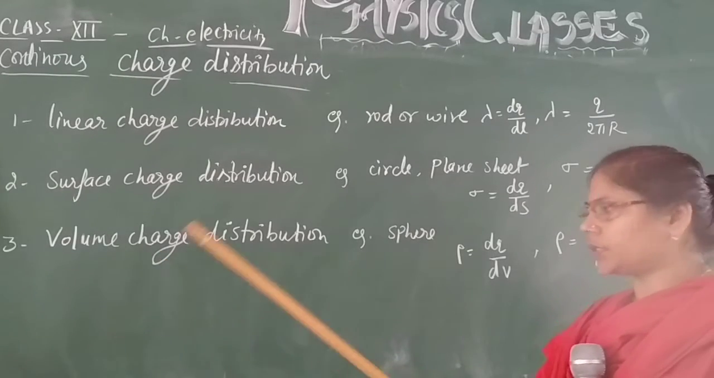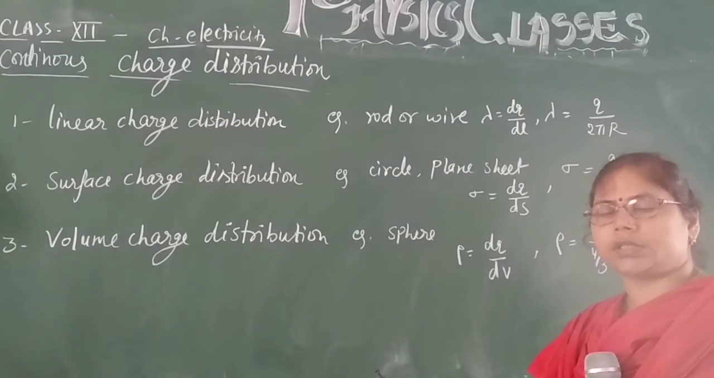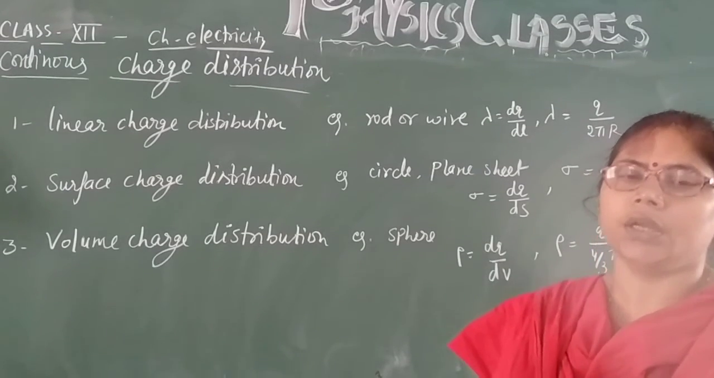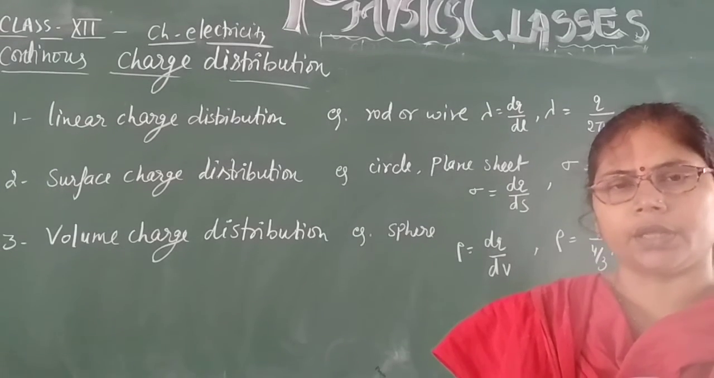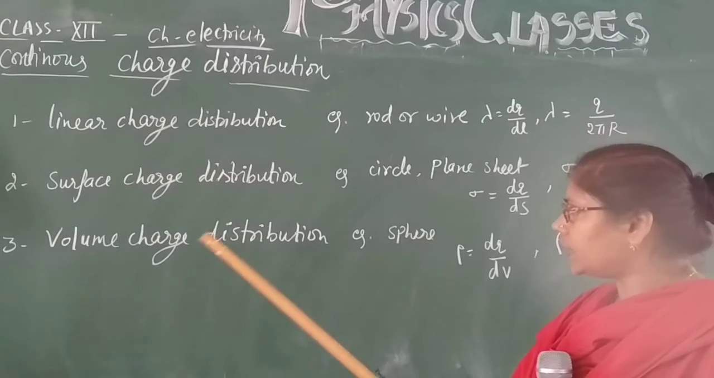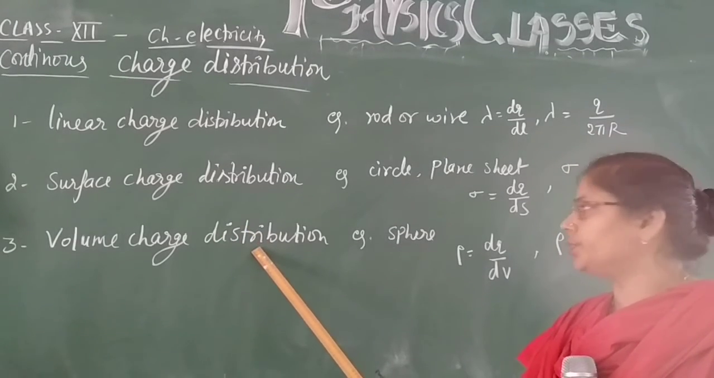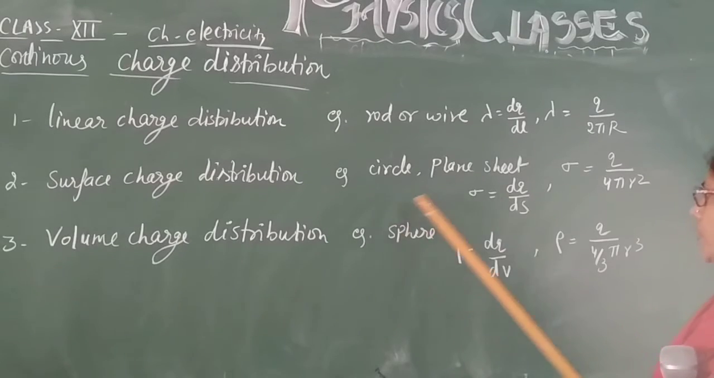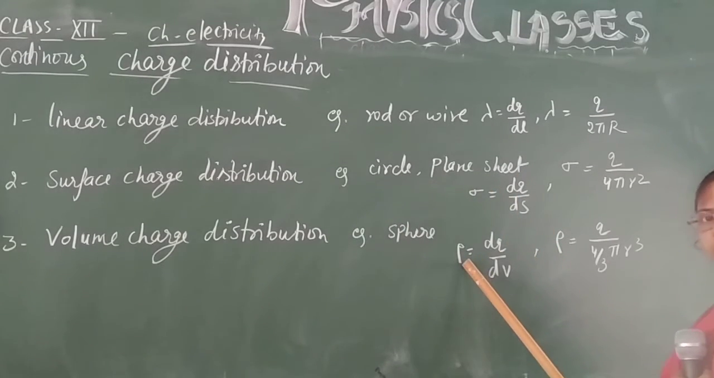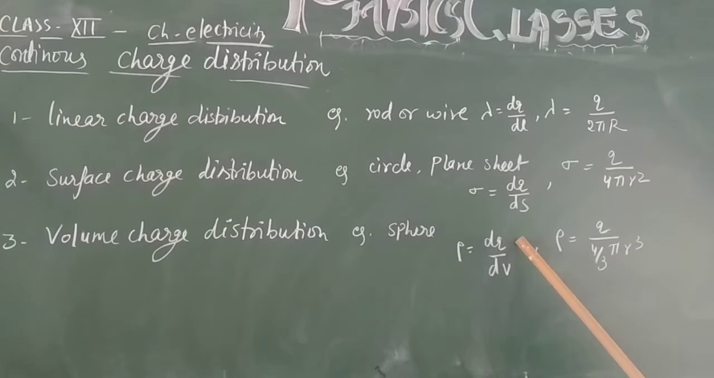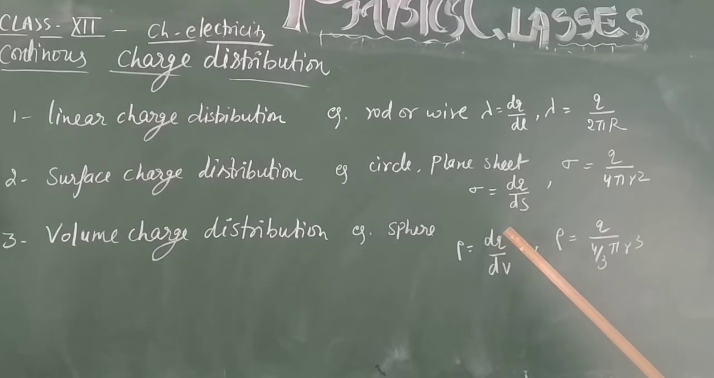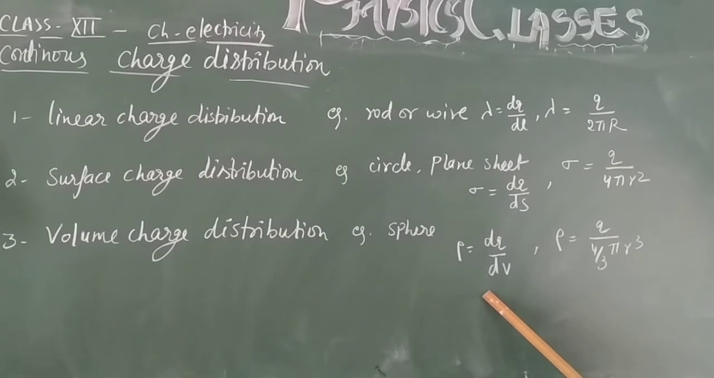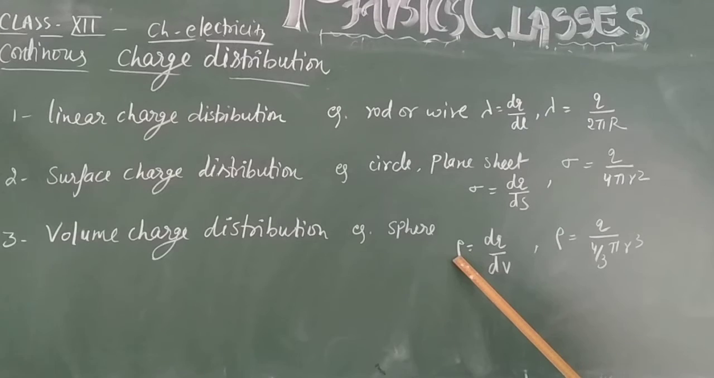Third one is volume charge distribution. If the total charge is distributed in a continuous manner in the whole volume of the sphere, interior and outer both, then that distribution is known as a volume charge distribution. Volume charge density is represented by rho. It is defined as the charge distributed per unit volume of that conductor or sphere, the ratio of charge distributed to the total volume of the sphere.